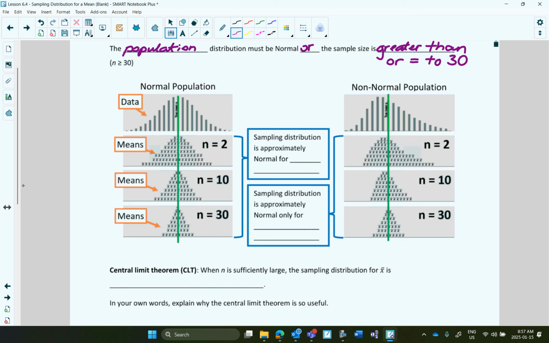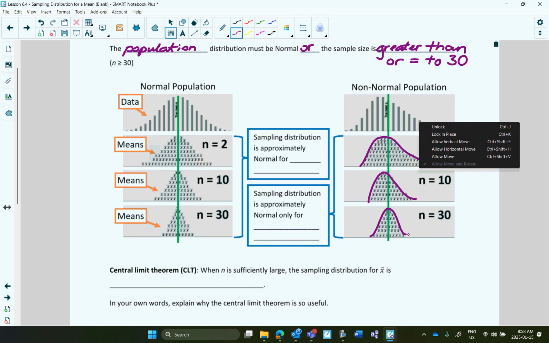But what if the original one is not normal? Like this one is slightly skewed to the left. If we take a whole bunch of samples, but the sample size is only 2, it's going to be pretty similar, maybe a little less variation. But as we increase the sample size, not only does it get tighter, but it actually gets more normal. So you can see we've got a skew there, a little bit less of a skew there, and now we're approaching normal. So if the sample size is big enough, we can say that it's normal, which allows us to do the normal calculations.